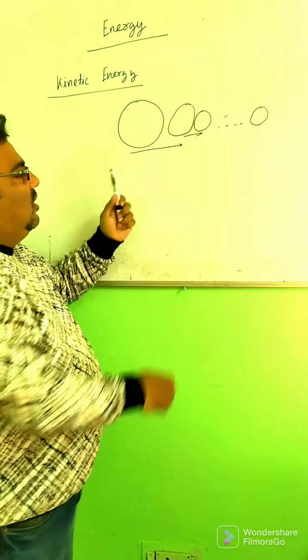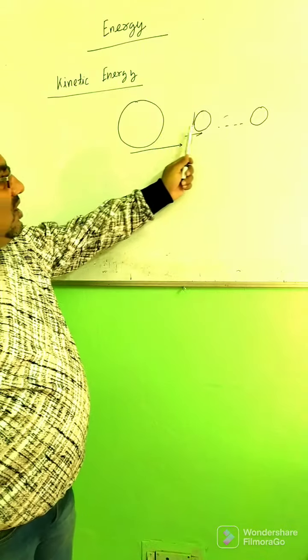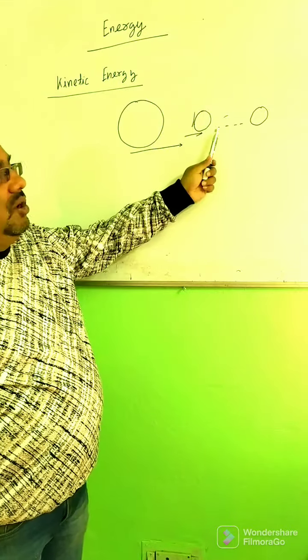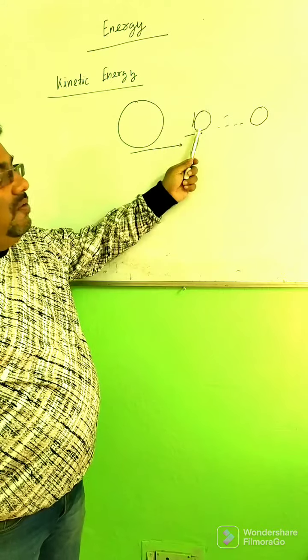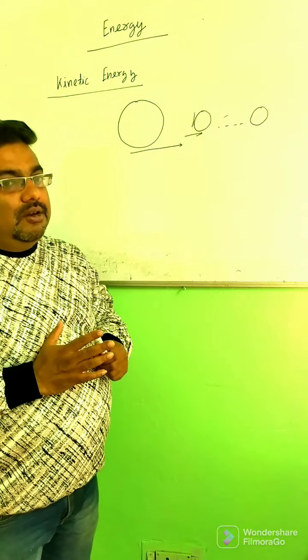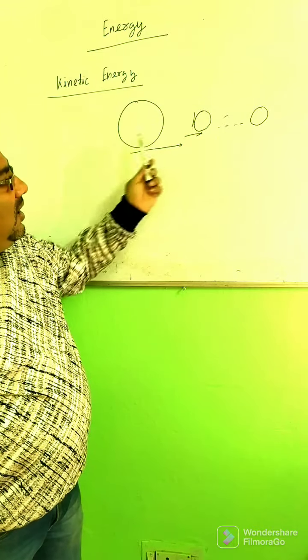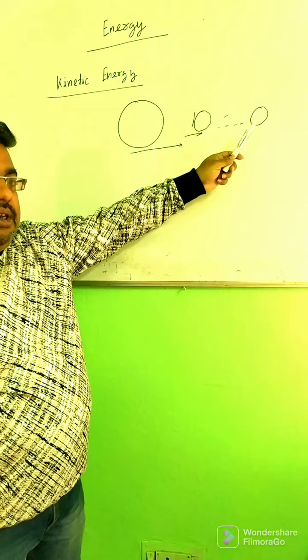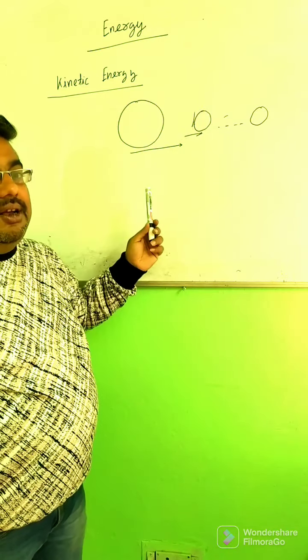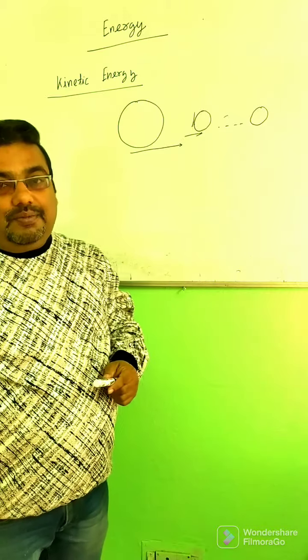That means this ball is doing work because it is displacing that ball when it is in motion. Whenever any body does work, it requires energy. तो ये एनर्जी आया कहां से? पहले तो ये बॉल डिस्प्लेस नहीं कर रहा था, लेकिन जब ये मोशन में था तब इसको डिस्प्लेस किया, तो ये एनर्जी आया कहां से? That energy comes due to the motion of the body.